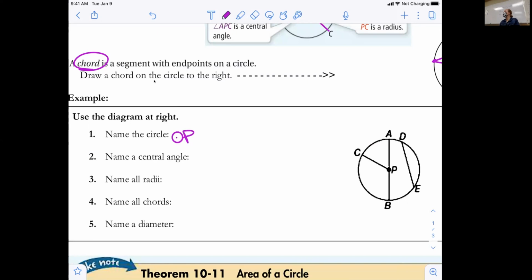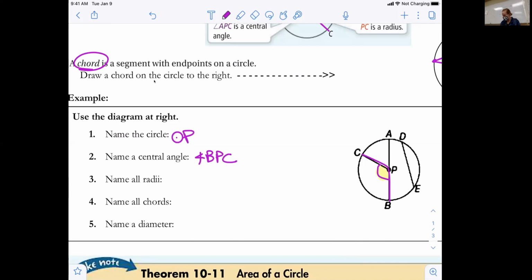All right, now I want to name a central angle. Can someone name a central angle for me? Billy? What'd you say? BPC, good. BPC is like this angle right here, this part right there. Angle BPC. All right, Billy named a central angle, perfect.